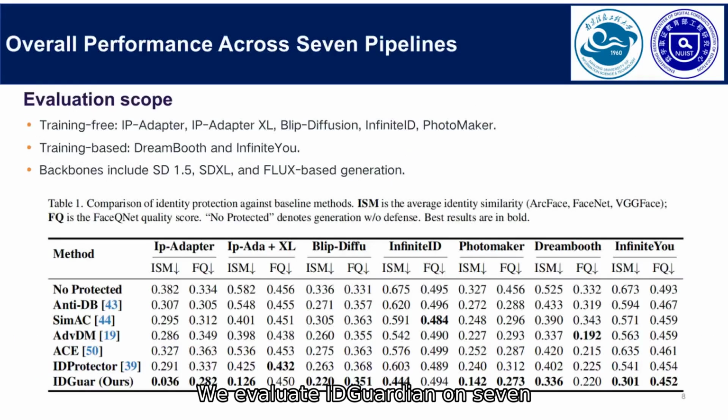We evaluate ID Guardian on 7 personalization pipelines, including both training-free and training-based methods. Across IP Adapter, InfiniteID, PhotoMaker, BLIP Diffusion, DreamBooth, and InfiniteYou, ID Guardian consistently reduces identity similarity. This shows that attacking both extraction and injection improves generalization across different systems.